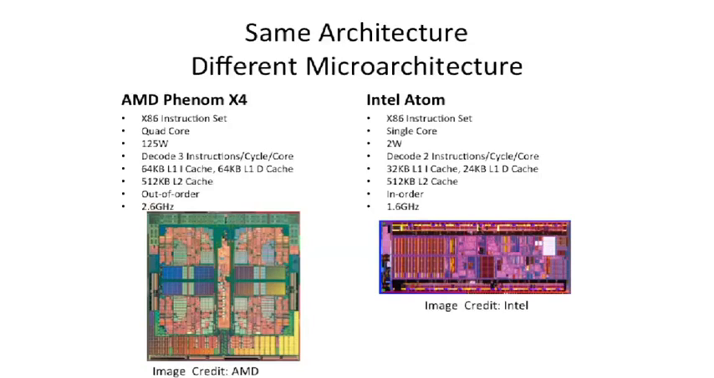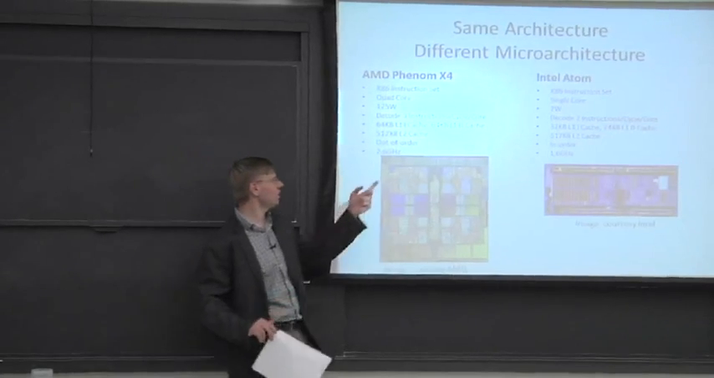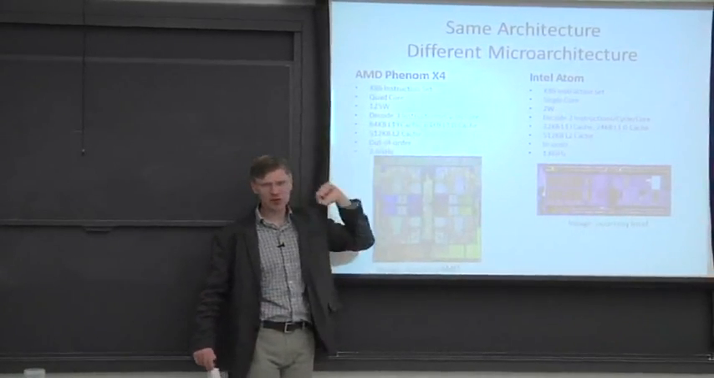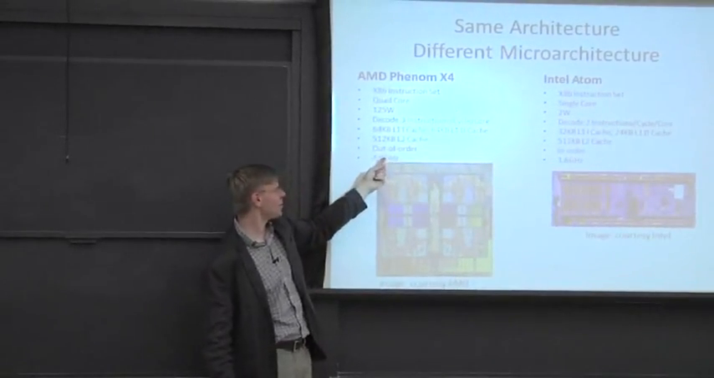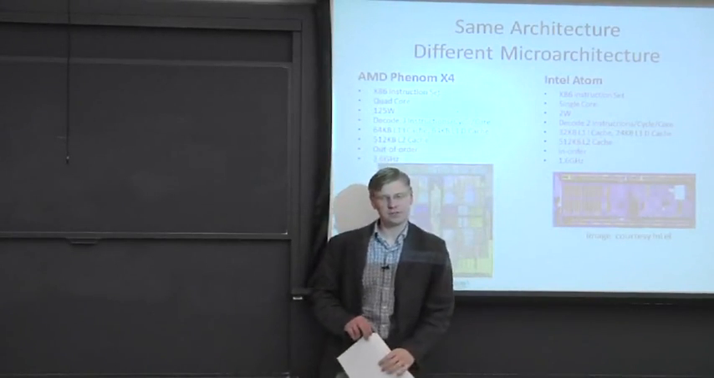This one has a 64 kilobyte L1 cache. This one has a 32 kilobyte L1 iCache. Very different cache sizes, even though they're implementing the same architecture, or big A architecture. Strangely enough, they have the same L2 size. You know, things happen. This one's out of order versus in order, and clock speeds are very different.